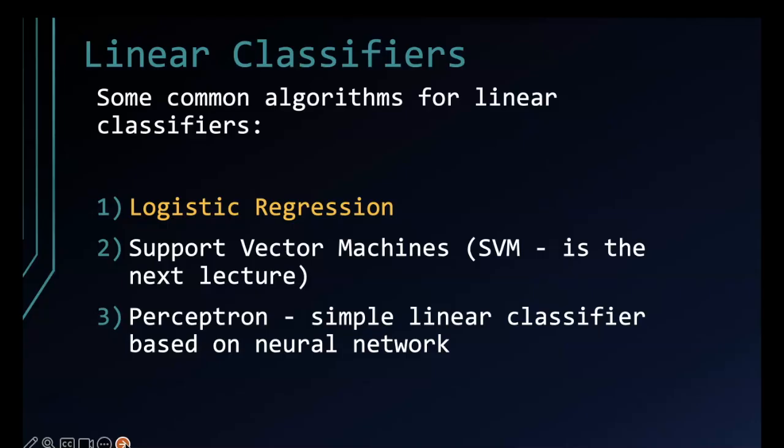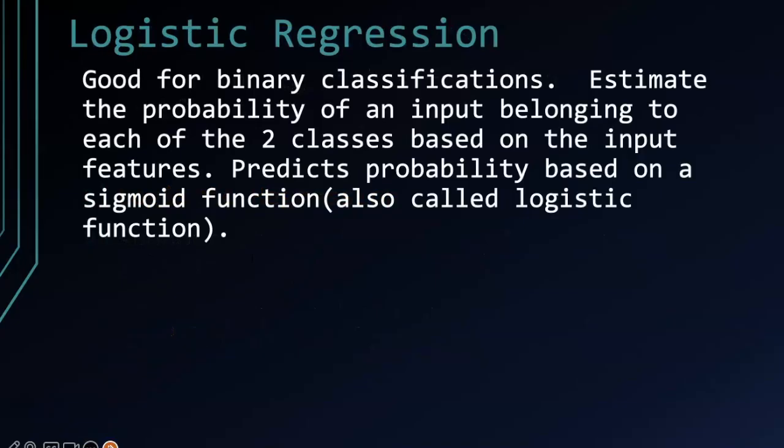There's more than one way to do linear classification. Some of the common algorithms for linear classification are logistic regression, which we're going to use today, support vector machines, that'll be a future lecture, and perceptrons. So with logistic regression, it's good for binary classifications when there's two classes like fruits and vegetables. It estimates the probability of the input belonging in one of the two classes, like fruits or vegetables, based on the input features, our crunchiness and our sweetness.